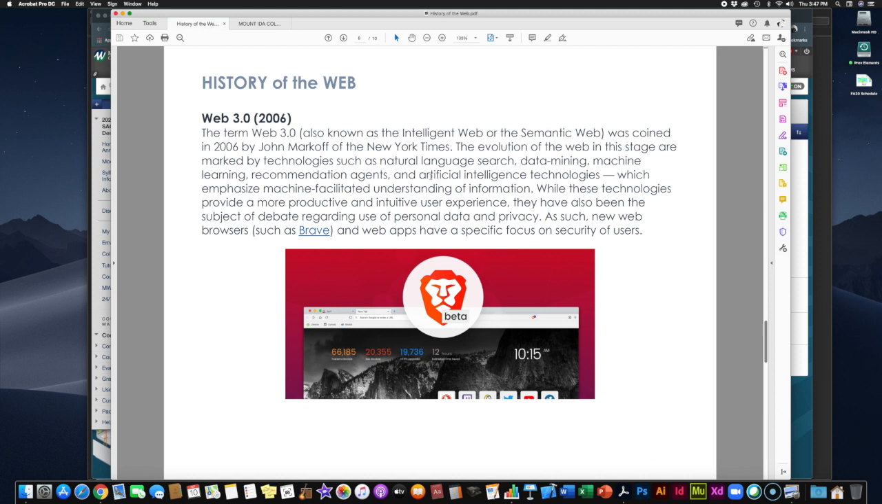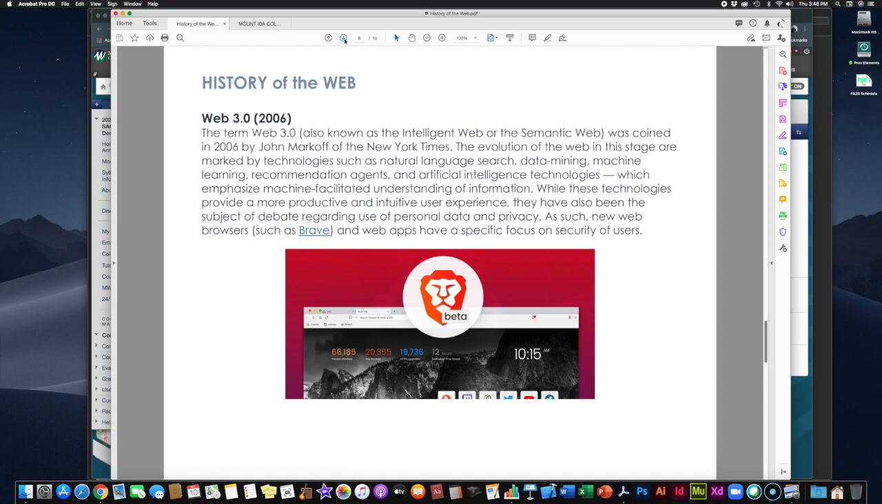So as such, new web browsers such as Brave, which you can see down here, have started to appear since 2006, which essentially tries to block your activity on the web and gives you a more anonymous experience on the web because some people are concerned about privacy now.